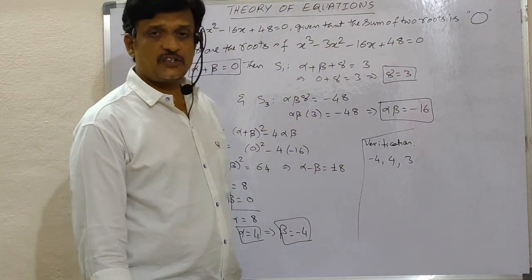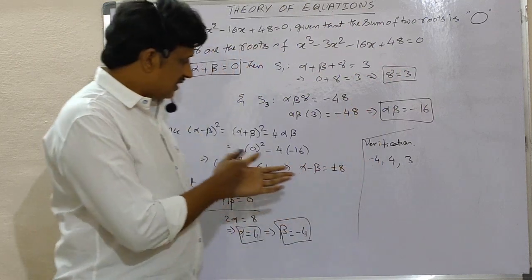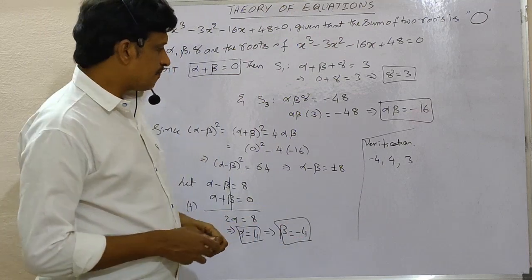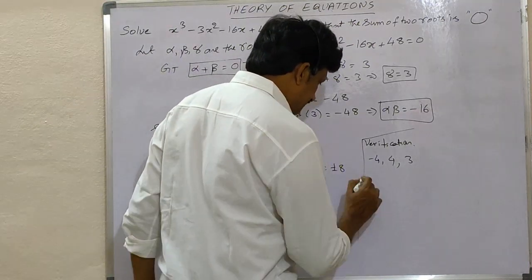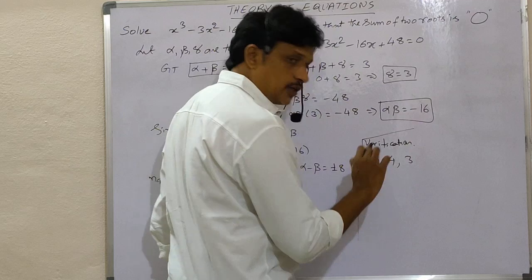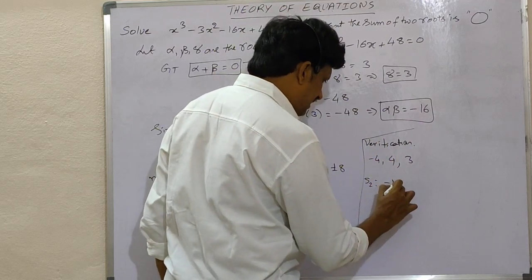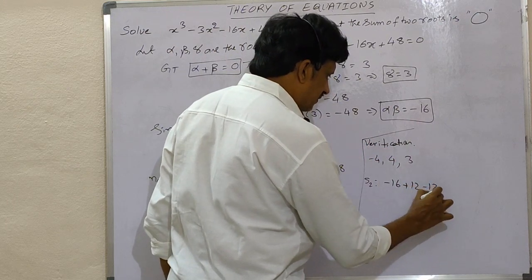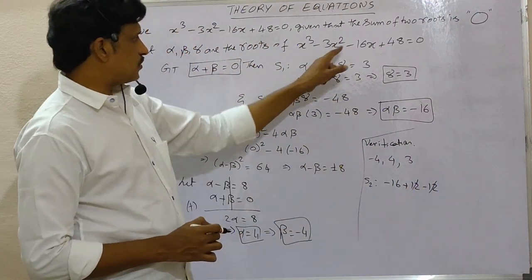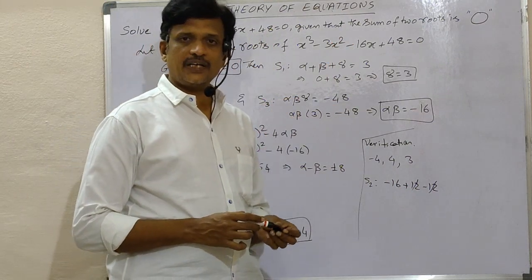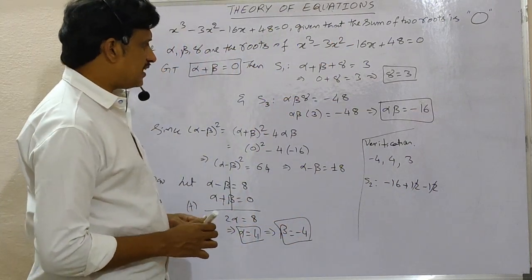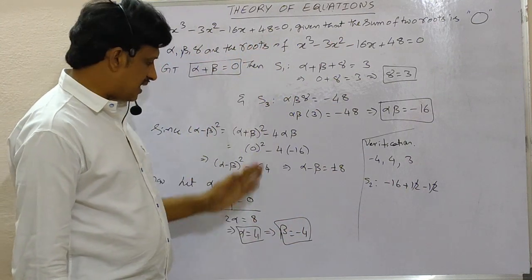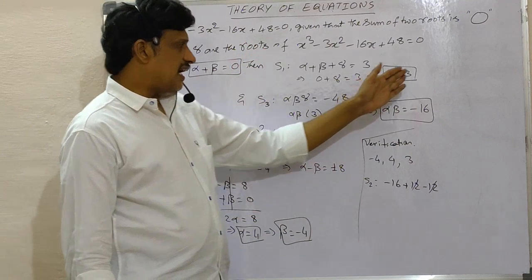Now verify with respect to the given roots whether that second coefficient of x is correct or not. That means S2, the sum of the products of the roots taken 2 at a time: minus 4 into 4, minus 16, plus 4 into 3, 12, plus 3 into minus 4, minus 12. These two get cancelled, leaving minus 16. So S2 equals P2. That's it. So the required solution is, the values of the roots alpha, beta, gamma are 4, minus 4 and 3.